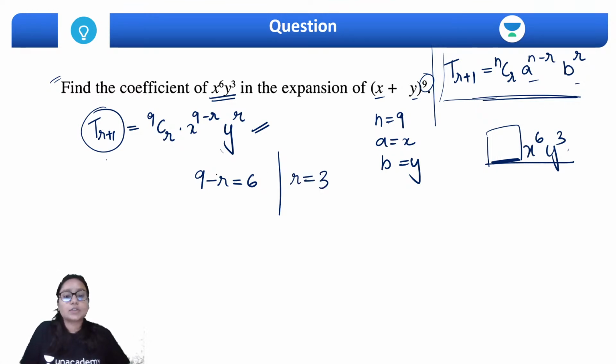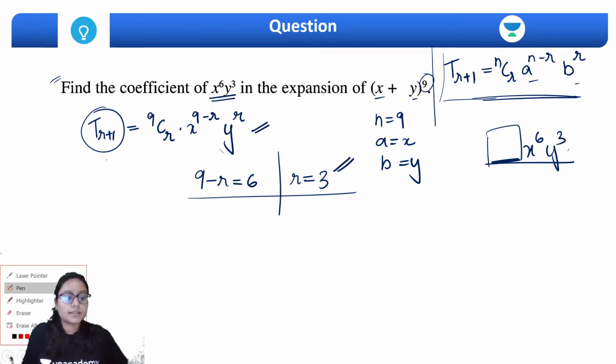And this r as 3 is also satisfying this. So therefore we got the value of r here, and the value of r is equal to 3. Am I right? Is this clear?